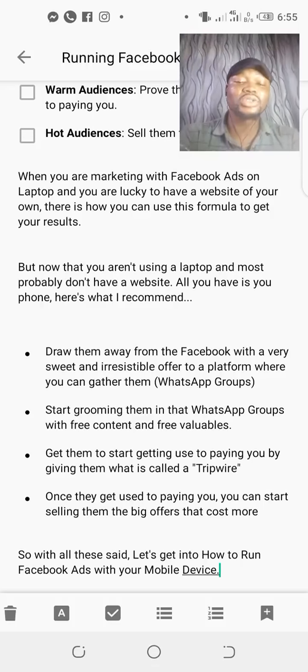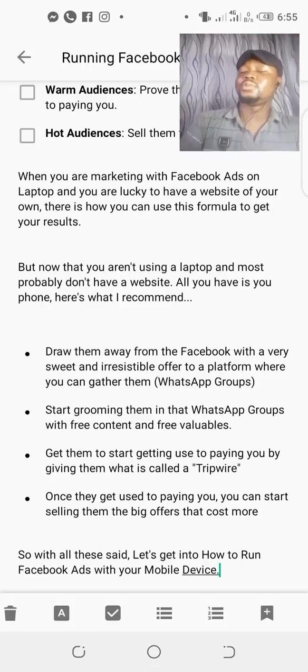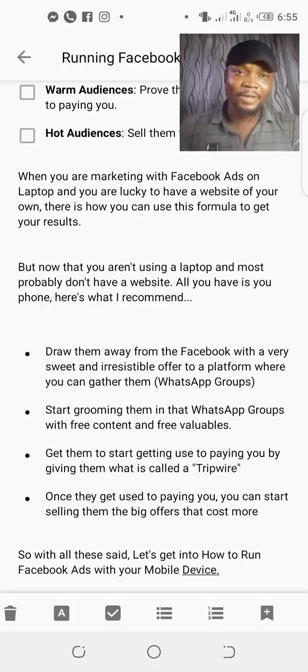All right, so let's get into how you can begin to run profitable Facebook ads with your mobile device. Yeah, let's go on.